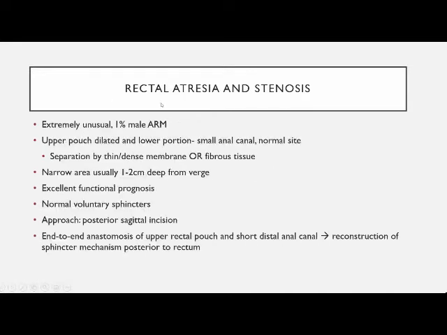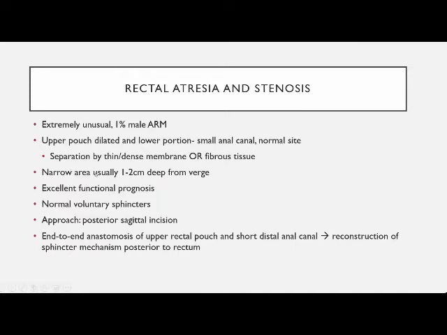Rectal atresia and stenosis is an extremely unusual anomaly seen in 1% of male ARM. The upper pouch is dilated, and the lower portion has a small anal canal which is present at the normal site. So they are separated by thin or dense membrane or by fibrous tissue.